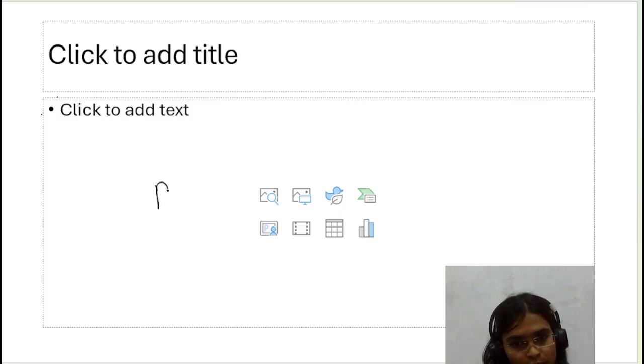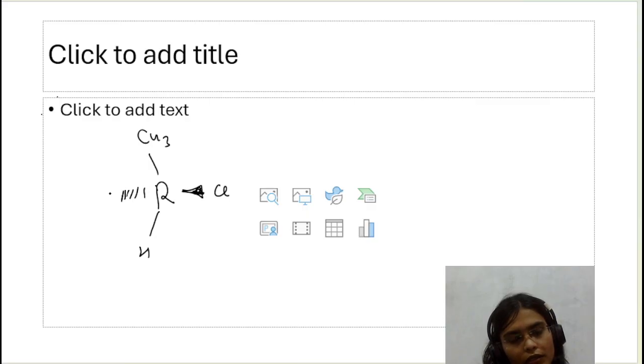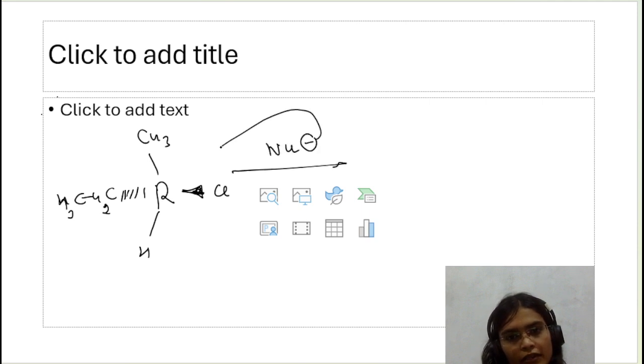For example, this is my R. Let's say some CH3 group is connected here, some hydrogen is connected here, and this is my chlorine. Chlorine is a leaving group. This is connected here, and one more CH2 and CH3 group is connected here. Let's suppose this is my nucleophile. When the nucleophile attacks here, what is happening?